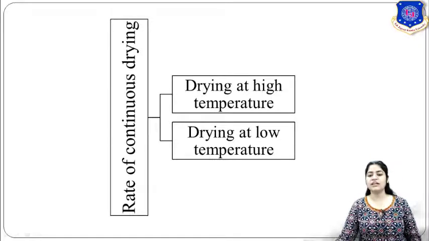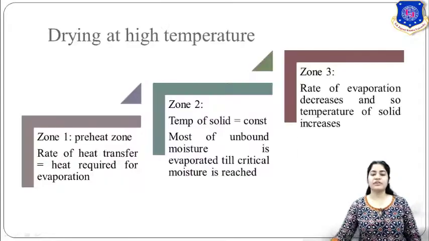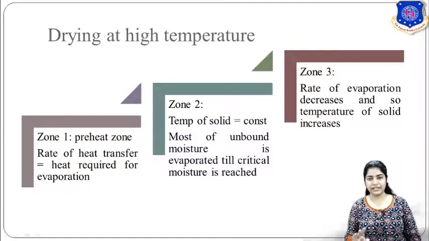First of all, continuous drying is carried out in two ways: first at high temperature and second at low temperature. Now talking about the rate of continuous drying at high temperature. First of all, you need to know that the drying happens in three zones. The first zone is the preheat zone. Here, when the wet solid comes in contact with high temperature air, first of all it has to adjust to that temperature. So that is your preheat zone.